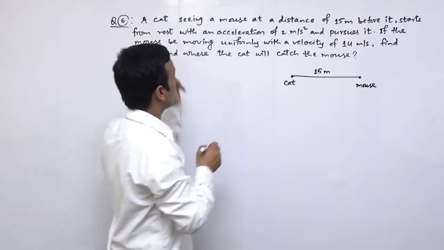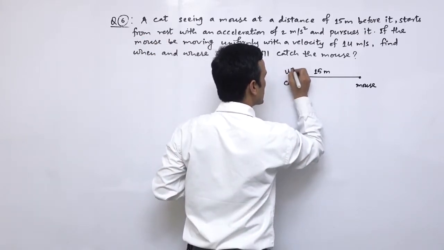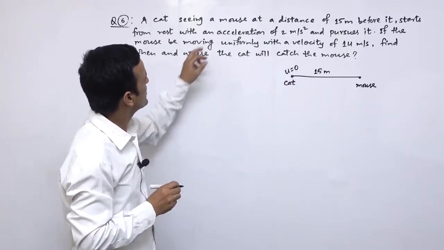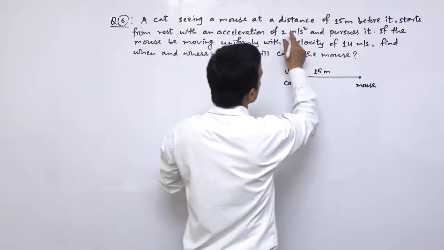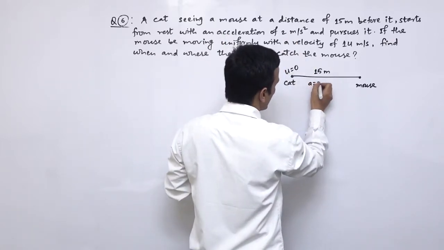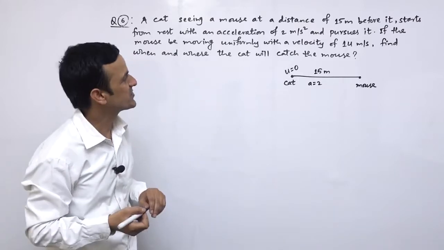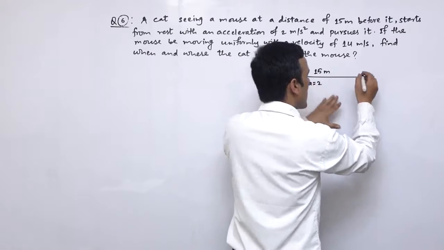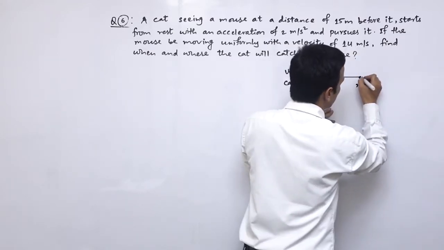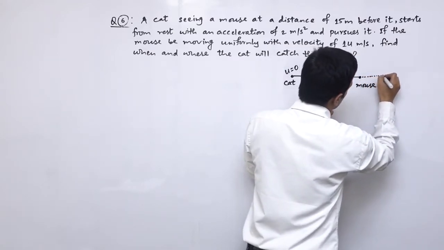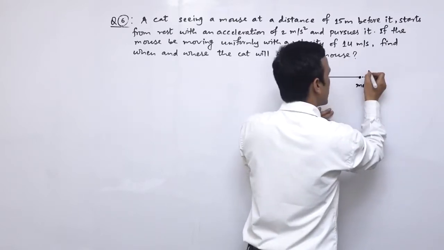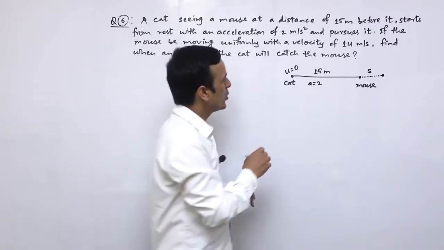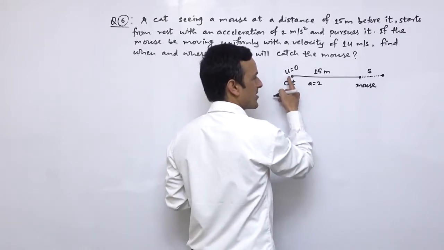Before it starts from rest, cat le rest bata shuru garcha bhaneko u is equal to 0 bata shuru garcha aafno race, jasko acceleration cha 2 meter per second square. A is equal to 2 meter per second square. And pursue it. The cat yahan bata start garda kheri mouse pani some distance ta cover garcha. Yo distance cover gareko hamile chai s bhanera manau. S be the distance covered by mouse when cat starts his journey from this point.